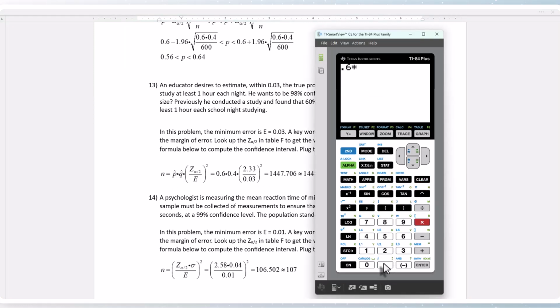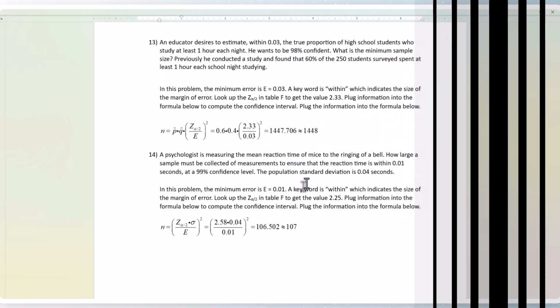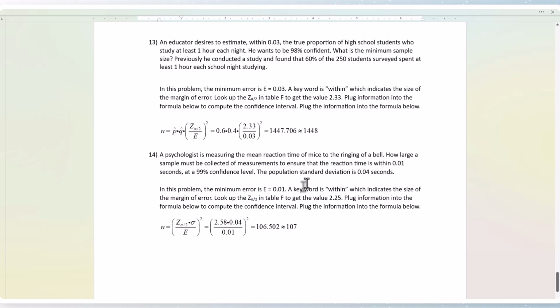Let's type that in the calculator. 0.6 times 0.4 times parentheses 2.33 divided by 0.03 quantity squared. That's going to give us 1,447.7, but we always round up to the next whole number. So the answer is 1,448.